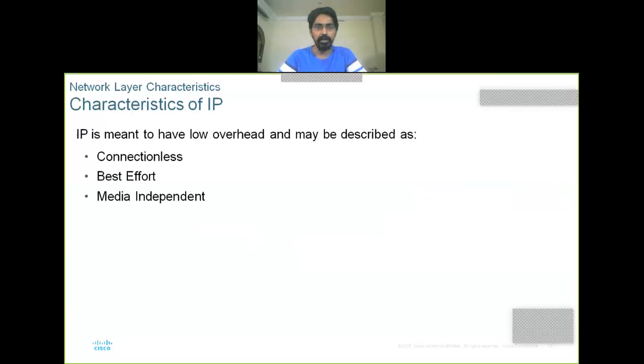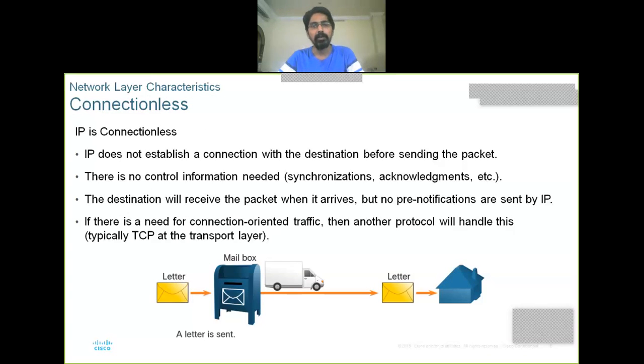Next, characteristics of IP. What is IP? Internet protocol. There are three main characteristics: connectionless, best effort, media independent. What is the meaning of connectionless? Connectionless means IP does not establish a connection with the destination device before sending a packet, right? IP is connectionless. Connectionless means there is no connection, no circuit between source and destination, right?